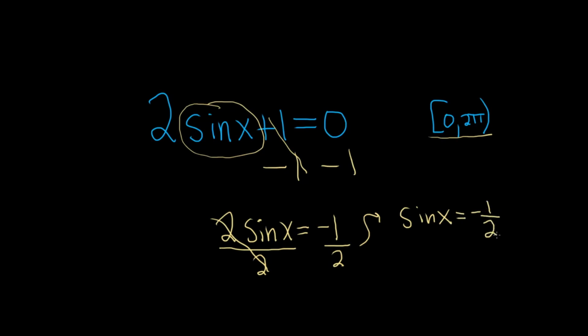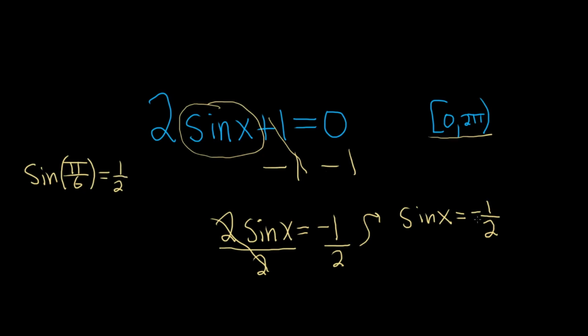So now we have to think back to some trig knowledge. When you look at -1/2, you really want to think about 1/2 and ask yourself, what is the angle such that the sine of that angle is 1/2? So from memory, we know that the sine of pi over 6 is equal to 1/2. So the sine of any angle that has a reference angle of pi over 6 is going to be 1/2, or it's going to be -1/2.